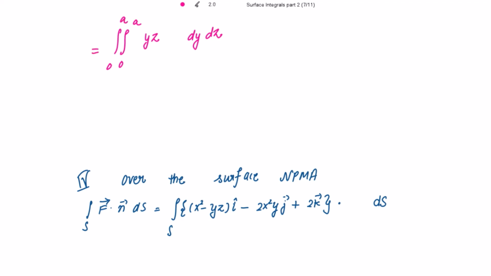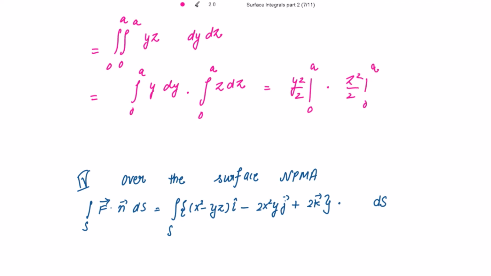Okay, separating them, integrating y with respect to y, we get y square by 2 with limits from 0 to a. Integrating z with respect to z, we get z square by 2 with limits 0 to a. And when putting the limits, we get a square by 2 minus 0, and here also a square by 2 minus 0, that becomes a to the power 4 divided by 4.